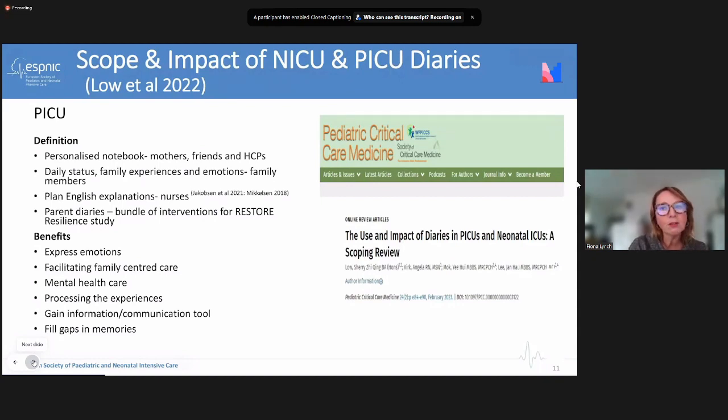The benefits were, as you described, around supporting the expression of emotions, facilitating family-centered care. So some of you wrote about connections, helping with mental health, well-being and processing of the experiences that the families in particular, but also understanding that may help the child process the experience as well. And then gain information and filling in of gaps in memory.